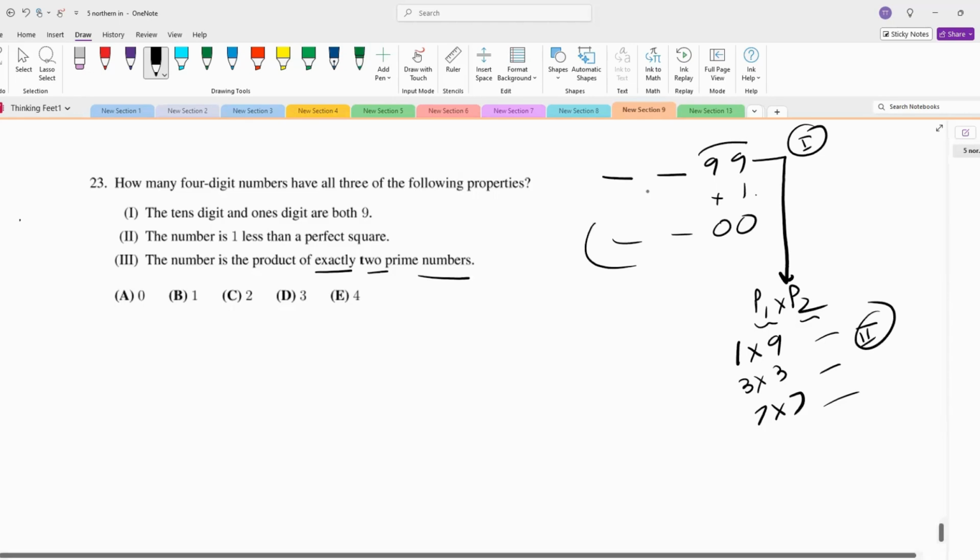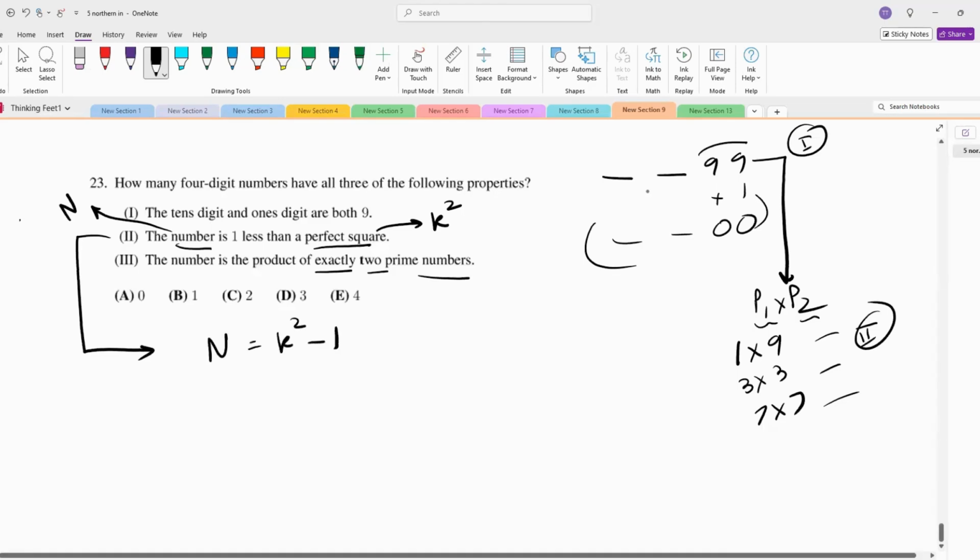Now let's see how to use criteria number 3, which is a number is 1 less than a perfect square, right? Usually what I do is when I see something like this, I try to immediately represent that using algebra. So let's say the number we are talking about is n, and the perfect square is k squared. K is some number, right? So then n equals k squared minus 1, right? Which means I can factor that. This is k plus 1 times k minus 1.